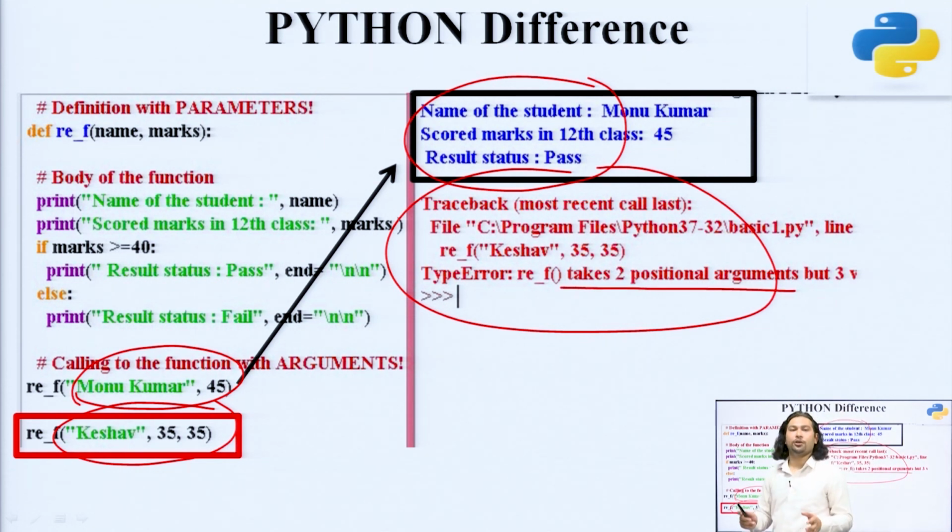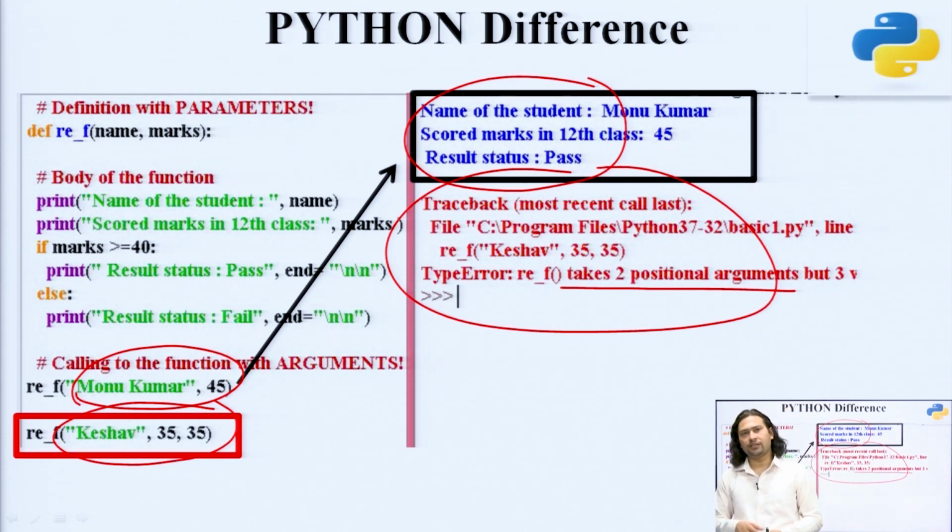positional arguments. So, ultimately this thumb rule always remains valid: the positional arguments in the definition must be equal to the positional arguments in the calling statement, or you can say the parameters must be equal to the arguments.